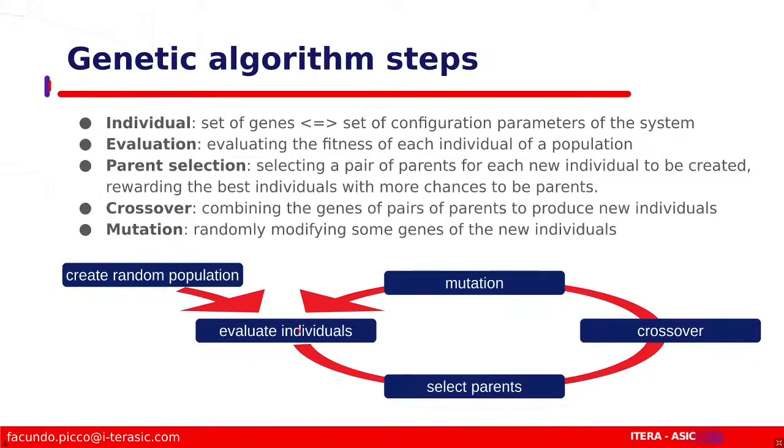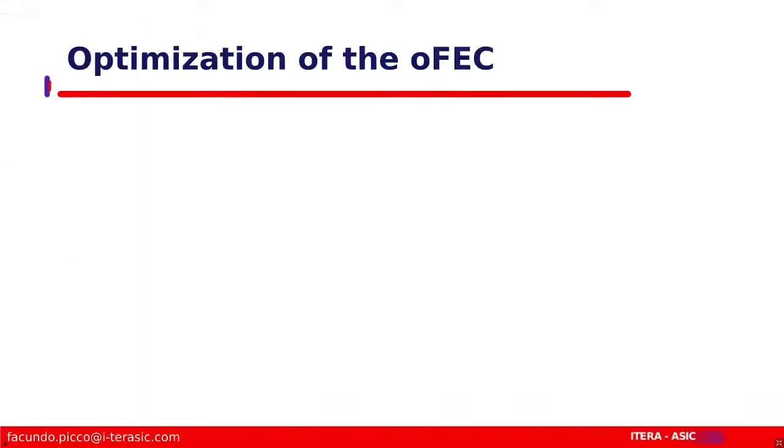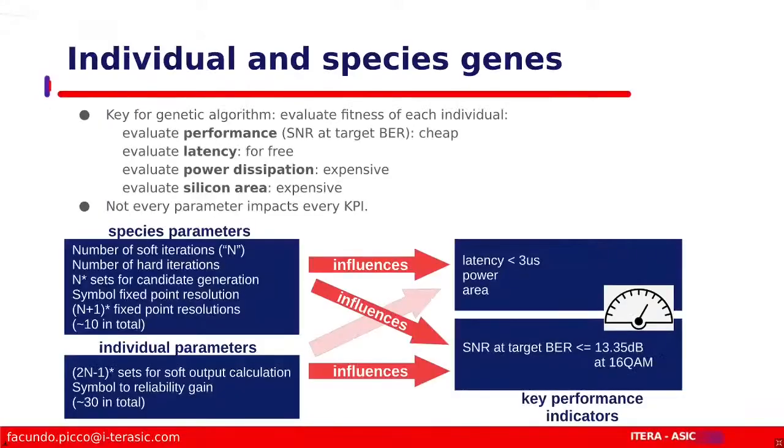Now, the next part of the presentation is more concrete: how do we use a genetic algorithm for optimizing the oFEC? Okay, so here is again a look at the optimization problem, in which we have several parameters and several key performance indicators. And basically, we need to make the evaluation of each individual over those 4 key performance indicators: performance, latency, power dissipation, and silicon area.